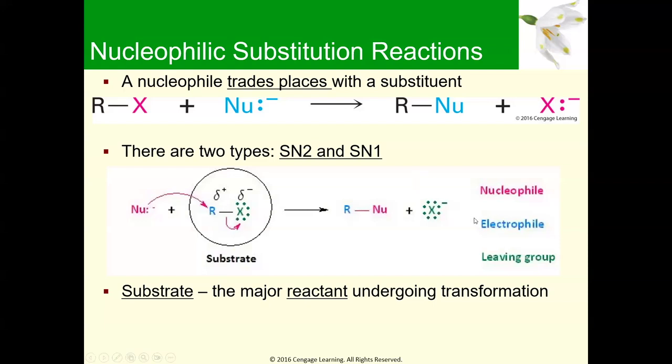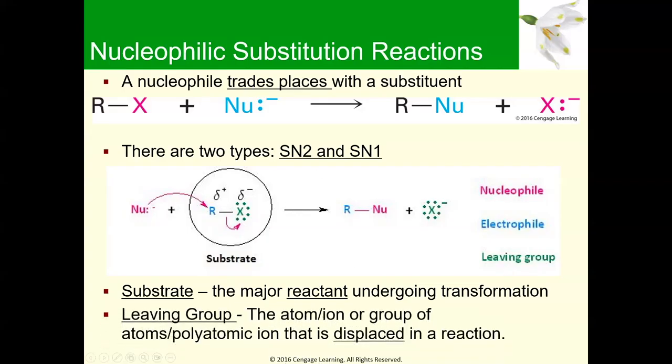The electrophile is what's being attacked on the substrate. It's the specific atom on the substrate that's got that partial positive charge, sometimes even a formal positive charge. And then the leaving group is, big surprise, the thing that's leaving, okay? All right, so there we go. A leaving group is the atom or ion, a group of atoms, right, that is displaced in the reaction.